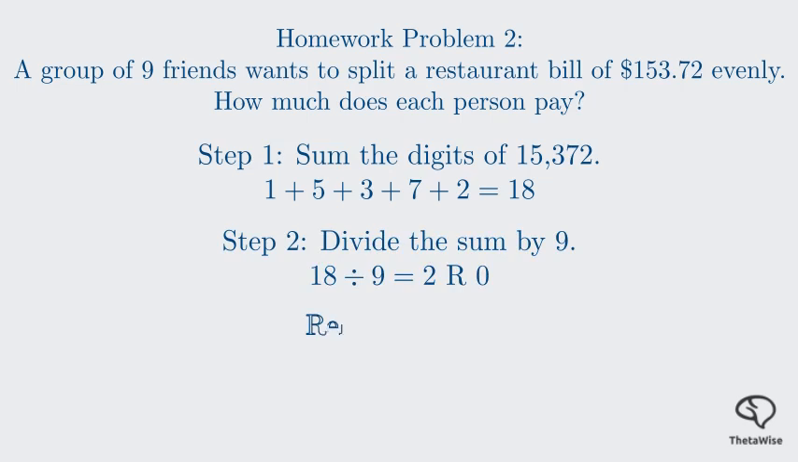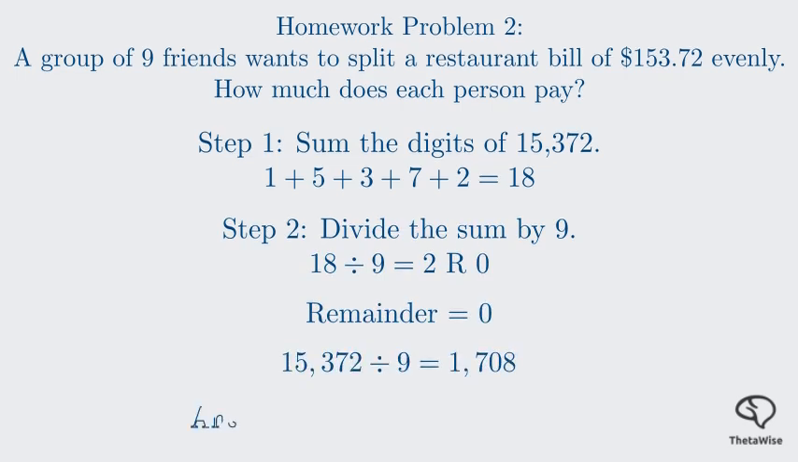The remainder is 0. This tells us that 15,372 is perfectly divisible by 9. There will be no remainder. Now we can do the division. 15,372 divided by 9 is 1,708. Since our original number had 2 decimal places, our answer will too. So each person pays $17.08.